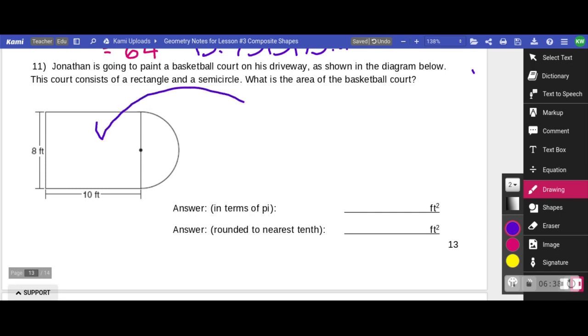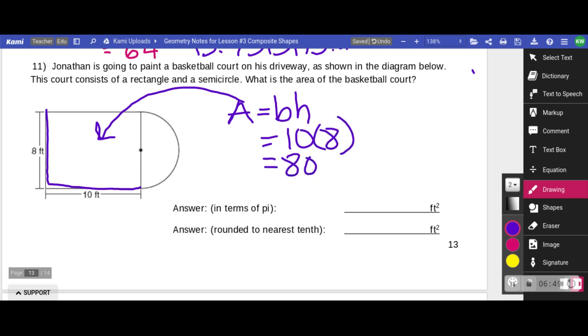So let's start with the area of the rectangle because that's pretty easy. Area equals base times height. The base is 10 and the height is 8. So I'm going to do 10 times 8, and I'm going to get 80. So that means that the area of the rectangle is 80 square feet.